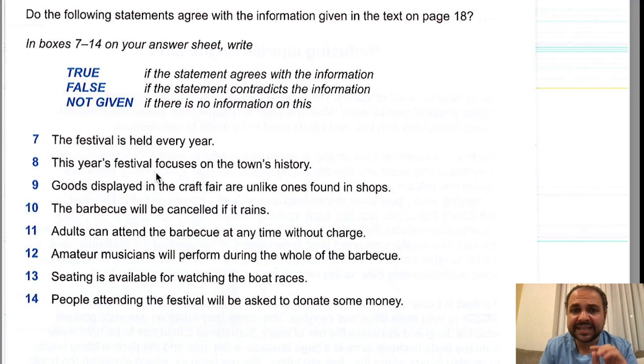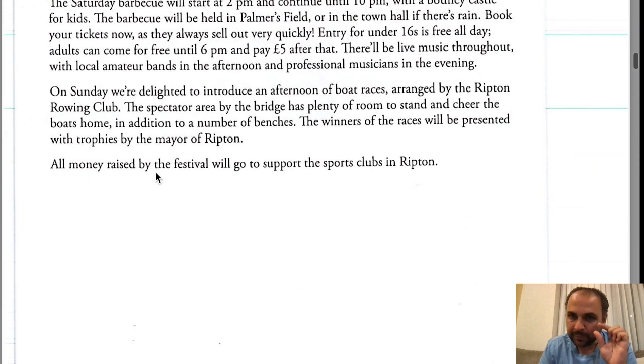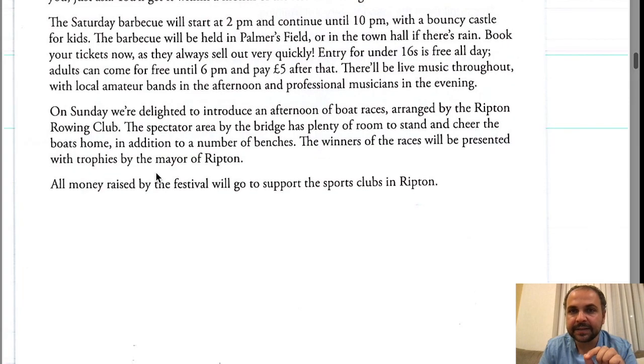Next, seating is available for watching the boat races. Let's see that particular place in the text. The spectator area by the bridge has plenty of room to stand and cheer the boat home, in addition to a number of benches. So, benches, which means they can sit, right?